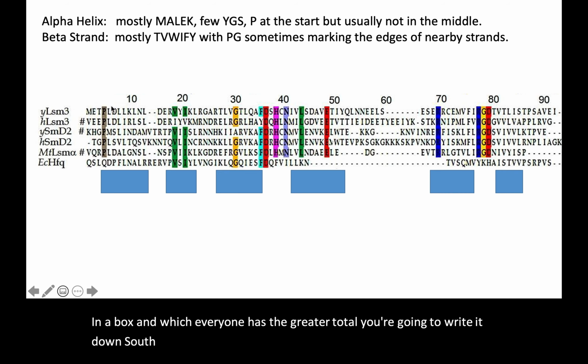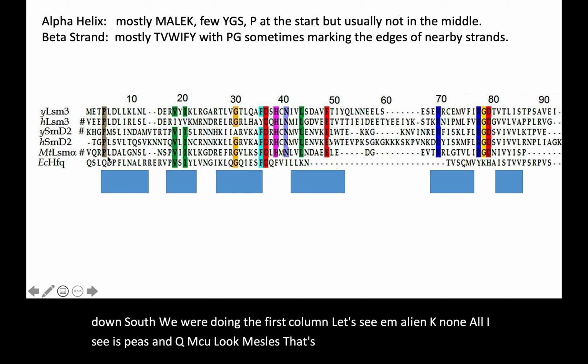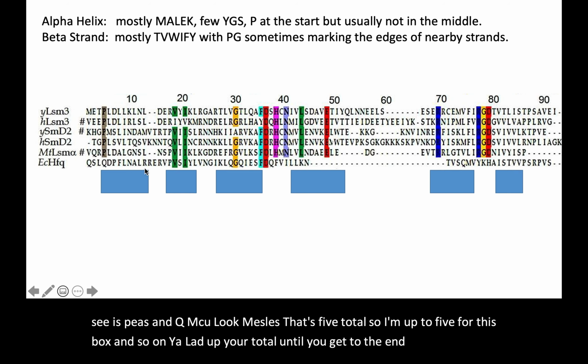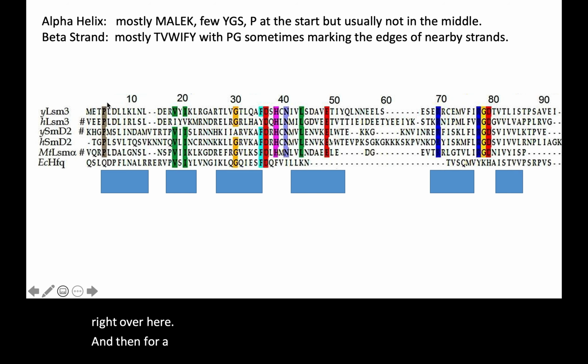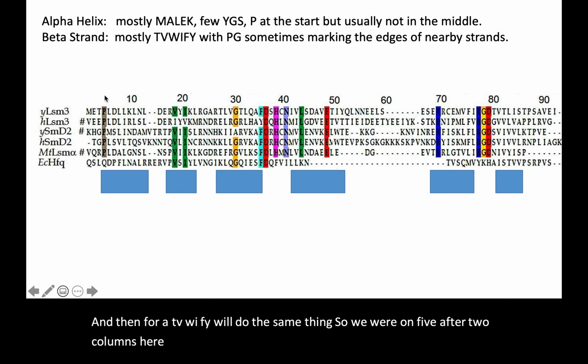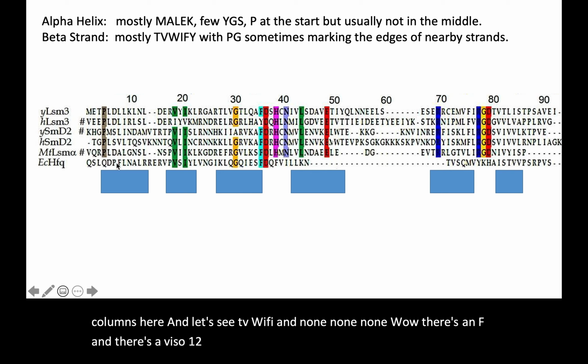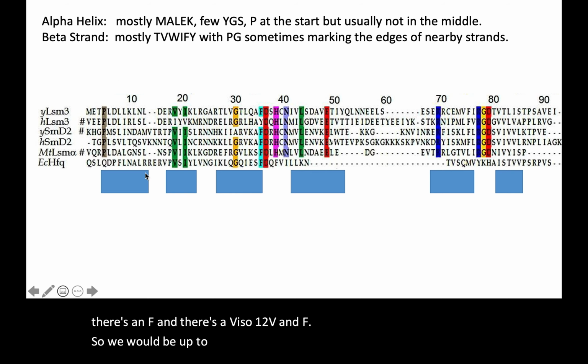So if we were doing the first column, let's see, MALEK, none. All I see is P's and a Q. MALEK, oh look, LLMLL, so that's 5 total. So I'm up to 5 for this box, and so on. You'll add up your total until you get to the end of the box right over here. And then for TV, WI, F, and Y, you'll do the same thing. We were on 5 after 2 columns here, and let's see, TV, WI, F, Y, none, none, none. Wow. There's an F and there's a V. So 1, 2, V and F. So we would be up to 2 after 4 columns and so on.